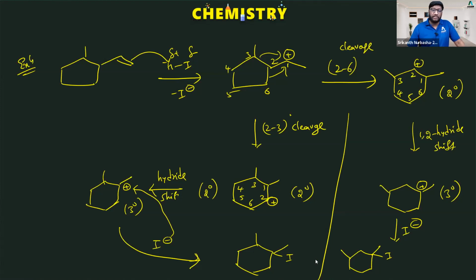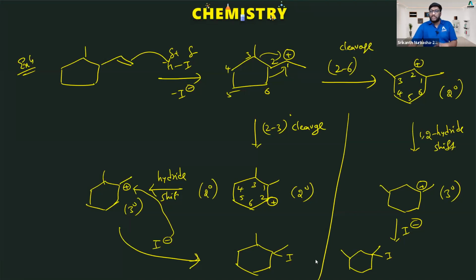The point which you need to understand is ring expansion is not the rate determining step. What is the rate determining step? The rate determining step is the formation of carbocation. The rate determining step is the slowest step of the reaction. The other steps are going to be comparatively very fast. So ring expansion is not the rate determining step.